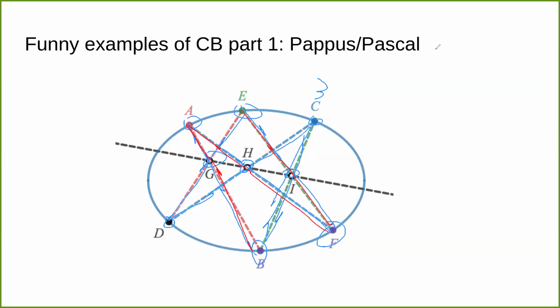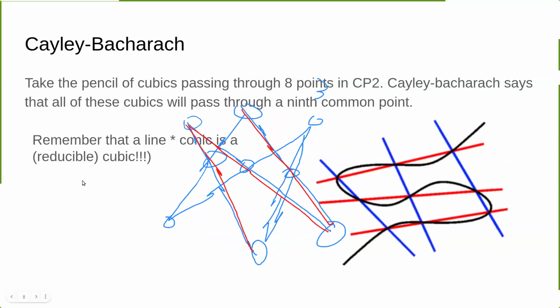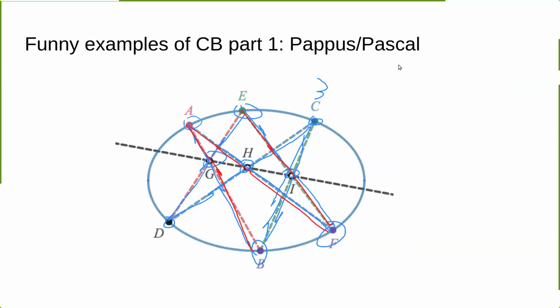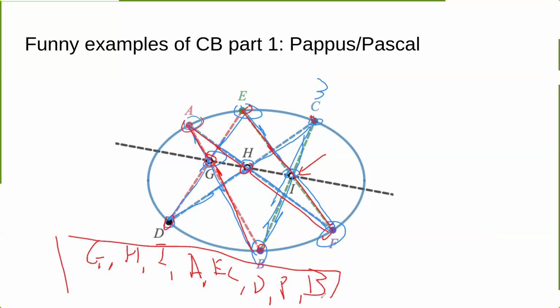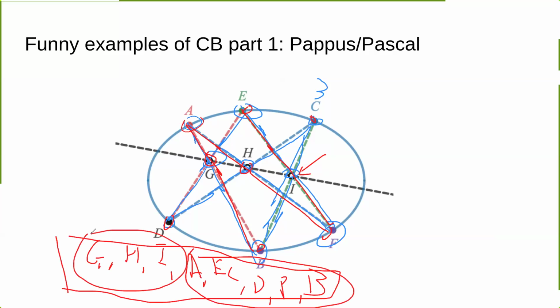Yeah. And then finally you draw a cubic through 1, 2, 3, 4, 5, 6, 7, 8, and it'll always pass through this one. So that means G, H, I, A, E, C, D, P, B will all lie on one cubic, and since these lie on one conic, these have to be on a line.